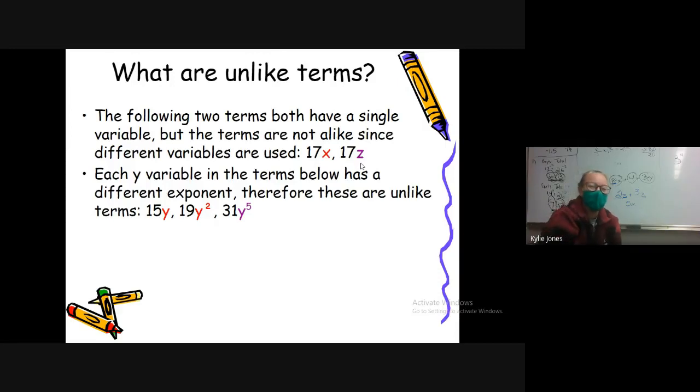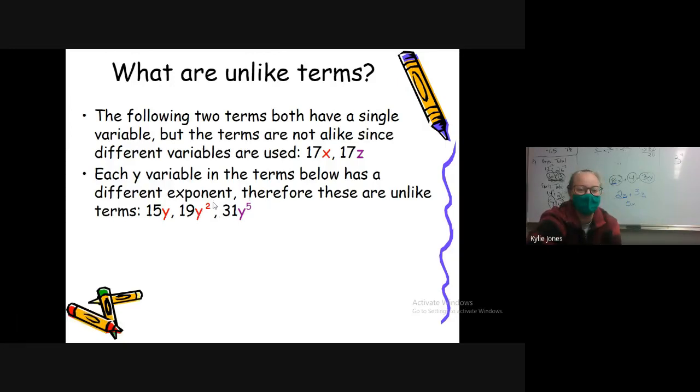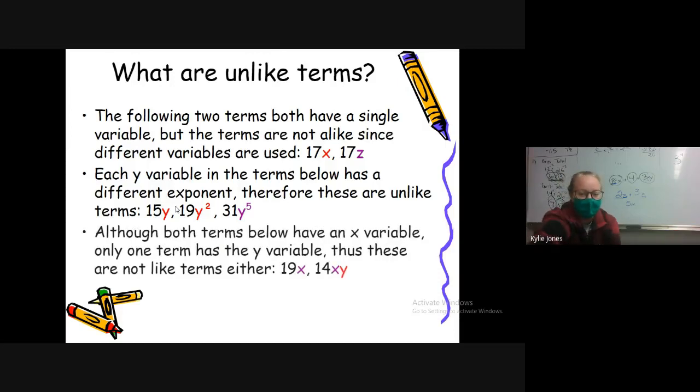They are unlike, but why? The exponents, good. They have the same letter, the y's, 15y, 19y, 31y. But this exponent at the top, the 2 and the 5, technically there's a 1 here, an invisible 1. They are not the same exponent, so you cannot combine them together. They have to have the same exponent as well as letter. Okay? What else we got here?